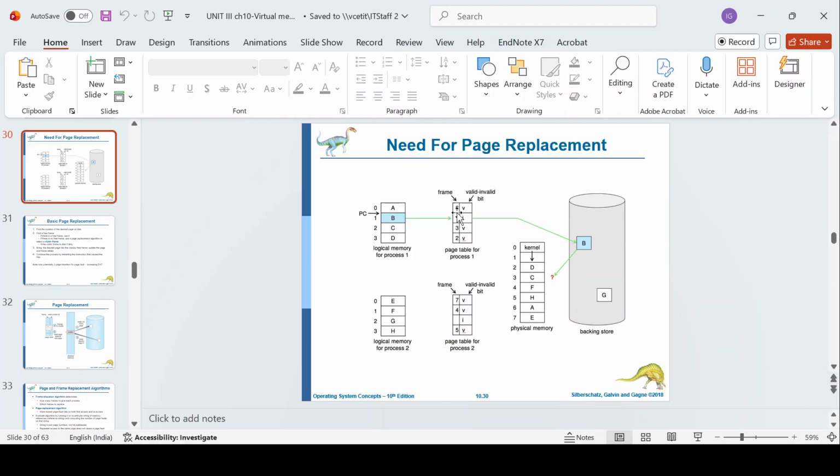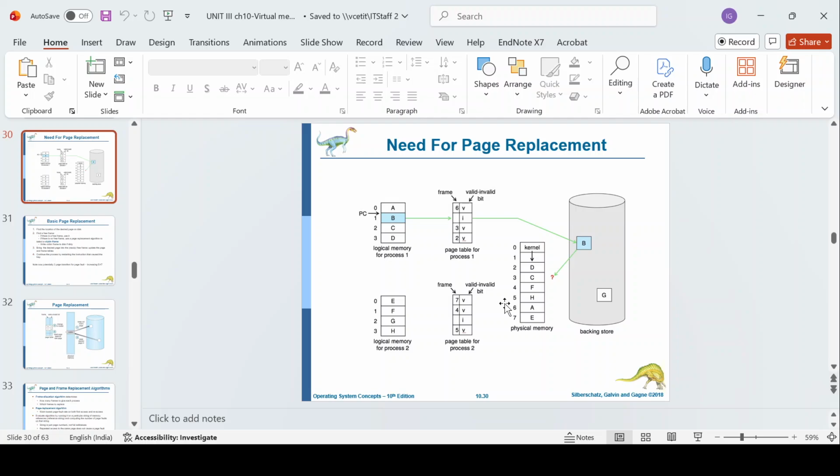At present, if process P1 requires page B, we check whether this page is loaded in main memory or not by using the page table. In the page table, the entry for B is invalid. That is, the page is not yet loaded into main memory. So we have to load that particular page B from secondary memory to main memory.